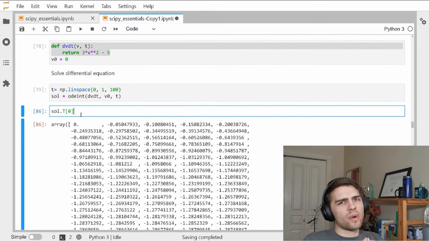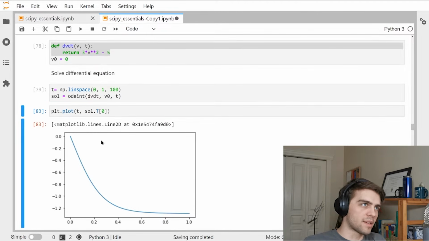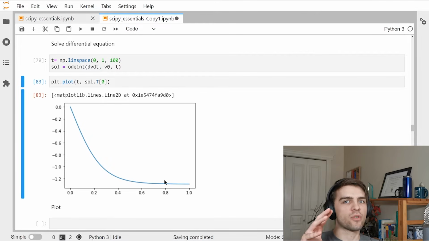Again, it seems weird, and it doesn't really make intuitive sense for one-dimensional or single variable differential equations. But as soon as you start having coupled differential equations that we'll look at shortly, then it makes sense why it returns in this format. But anyways, as you can see here, you start at 0 velocity, you get faster, faster, faster, and eventually you reach a terminal velocity, which occurs with air friction.